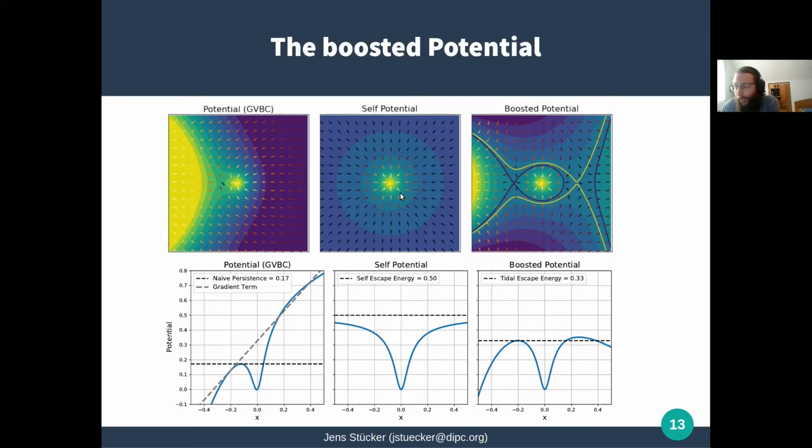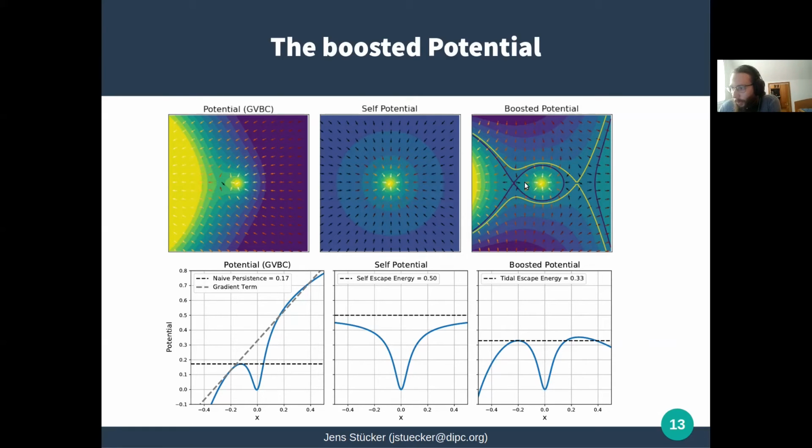And you see that very well in the right panel, which is this boosted potential I propose. So in this case, I just subtracted this gradient, which is just given by the acceleration of the sun towards the Earth, and then created this potential landscape. And one sees a few interesting things in that case. So close to the Earth, the boosted potential looks almost identical to the self-potential.